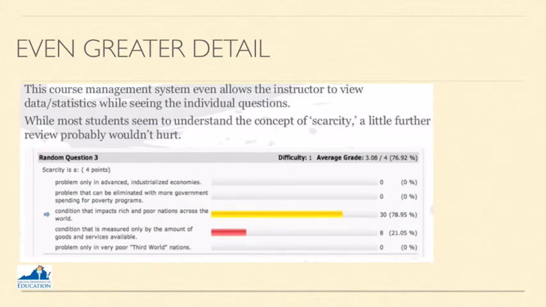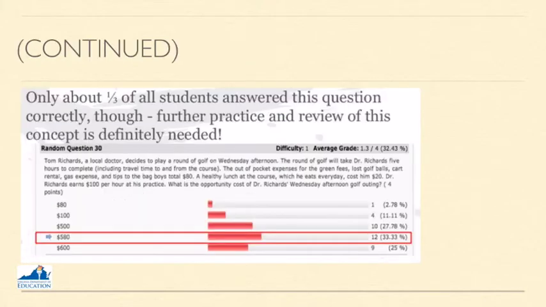And we also can take an even closer look and get some more detail here. This question, for example, is about the concept of scarcity, and we can see that it's just a basic definition type of question. Almost 80% of the students answered this one correctly. So while most students seem to understand that concept, maybe a little additional review wouldn't be a bad idea.